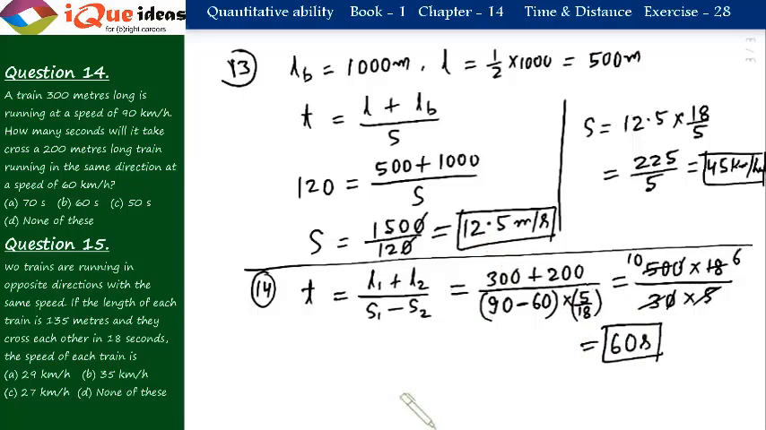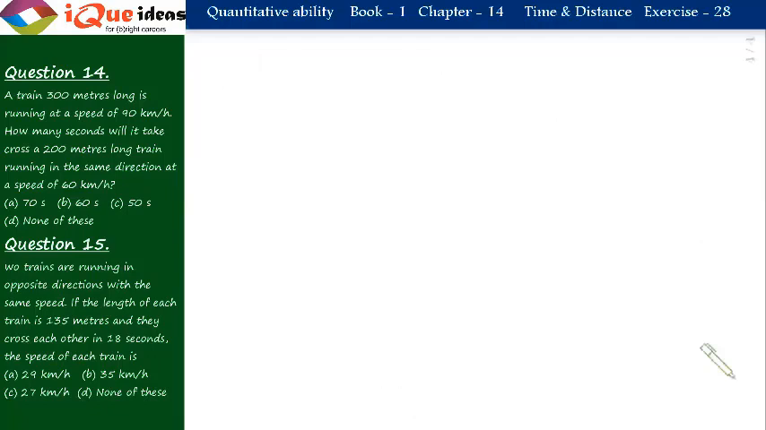Right? In all of these questions, one very important thing is unit assurance. Unit assurance means in one question, in one step, you have to use all the units of the same family. Okay. Now let's take up the next question.